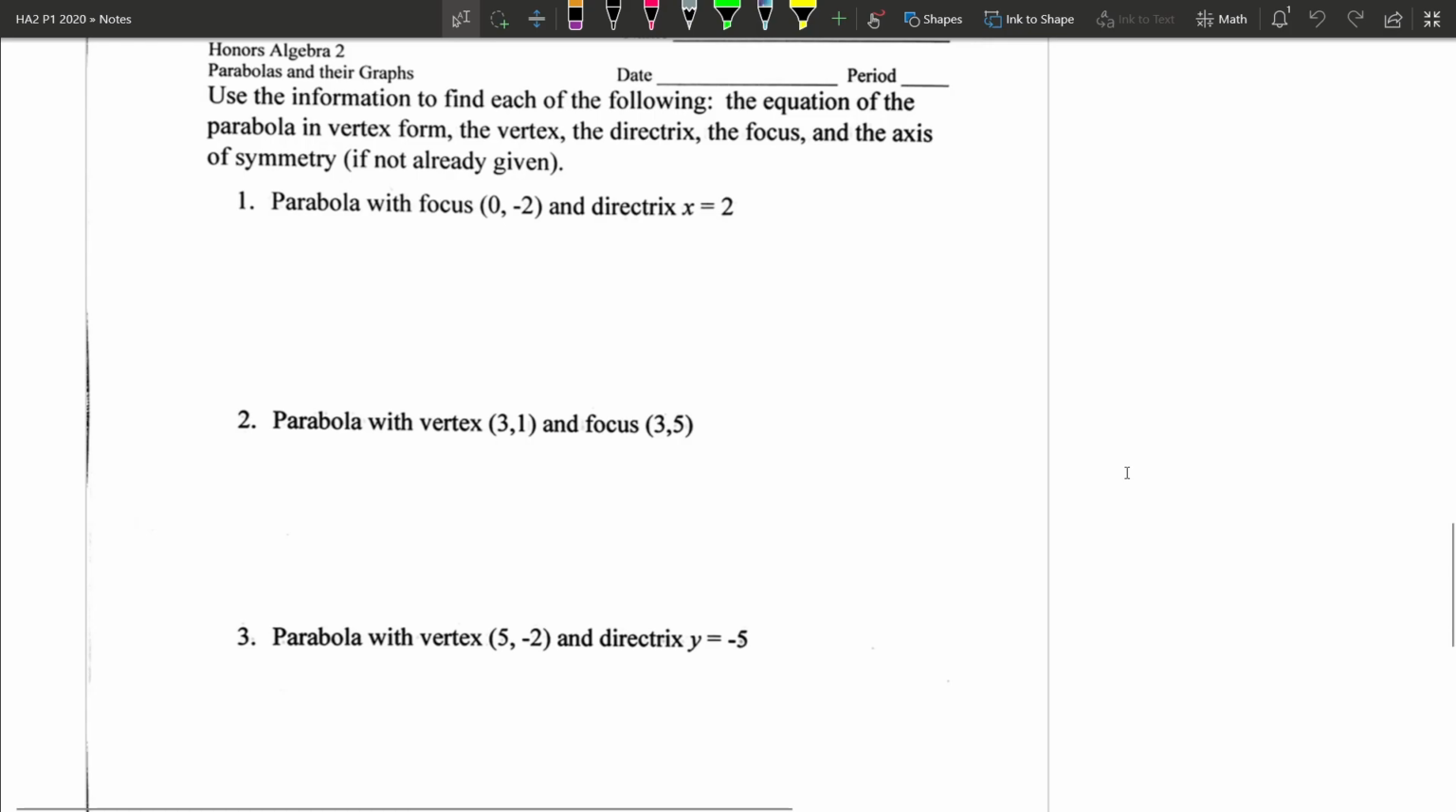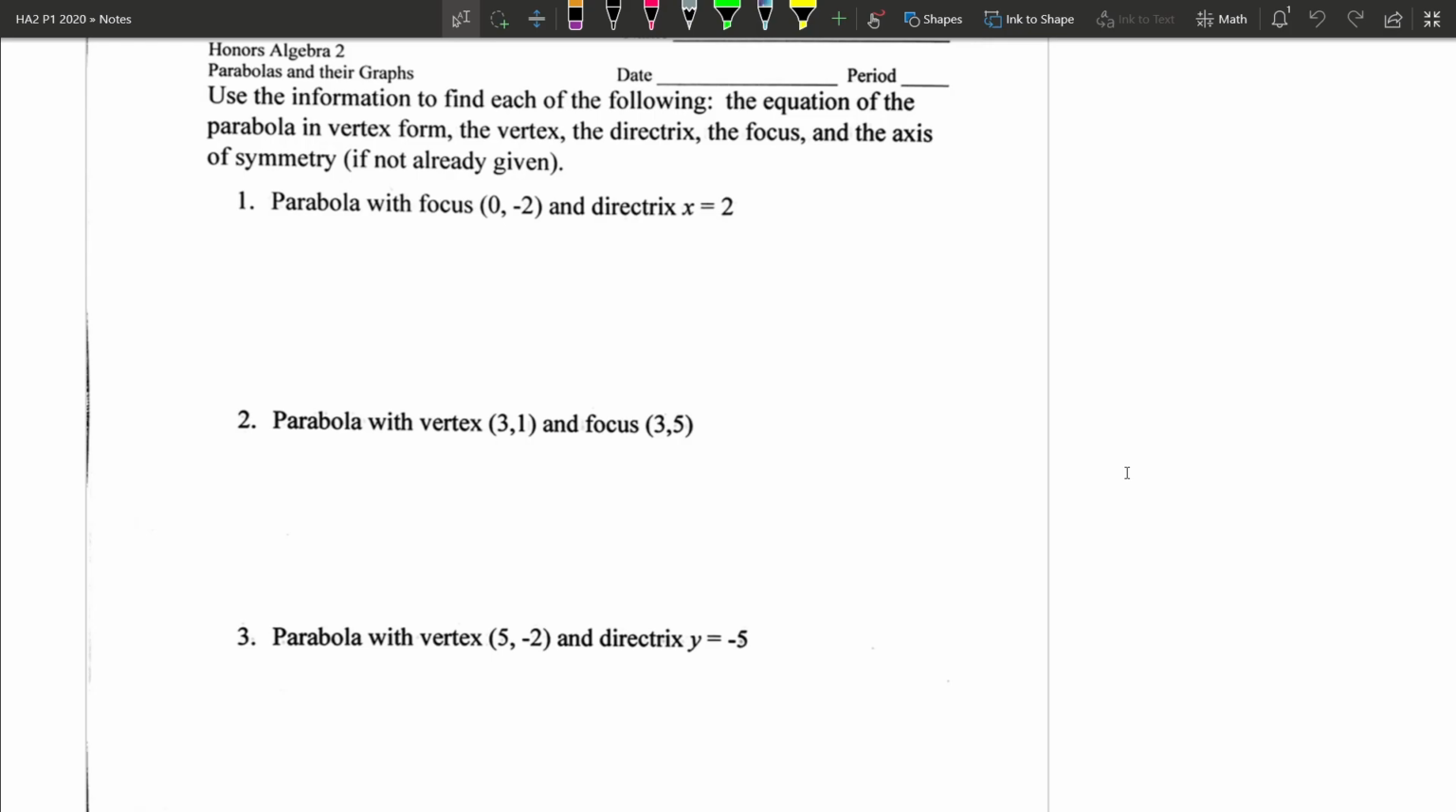So the way I start these, we're going to look at number 1. It says a parabola with a focus of (0, 2) and a directrix of x equals 2. And we're being asked to find the equation of the parabola in vertex form. What is the vertex? What is the directrix? What is the focus? What is the axis of symmetry? So whatever we didn't get given in the problem, we've got to figure all this stuff out.